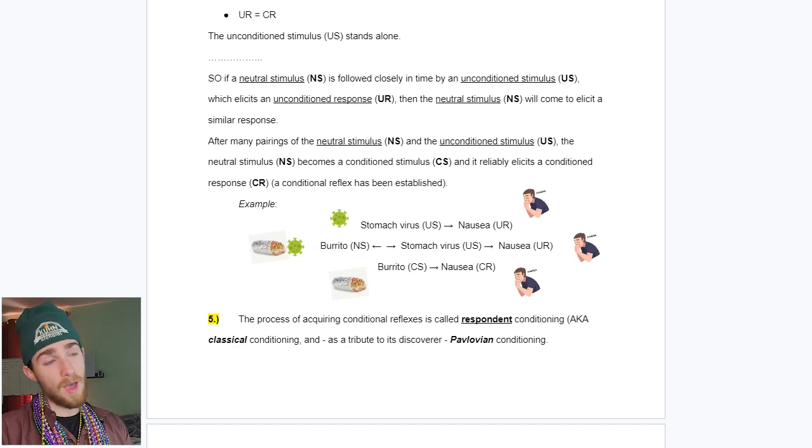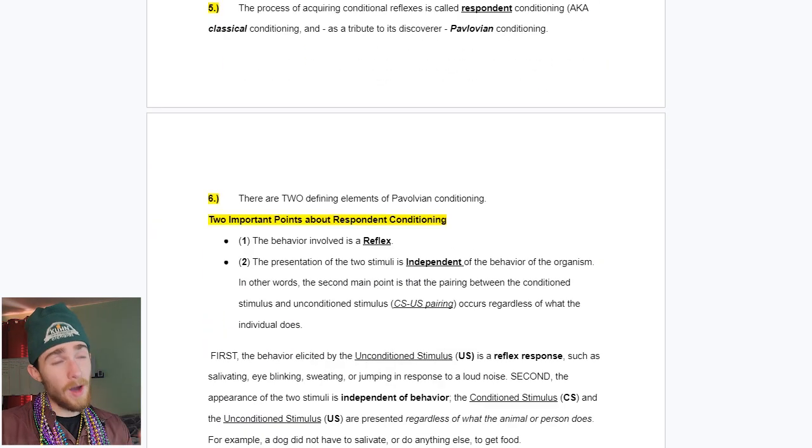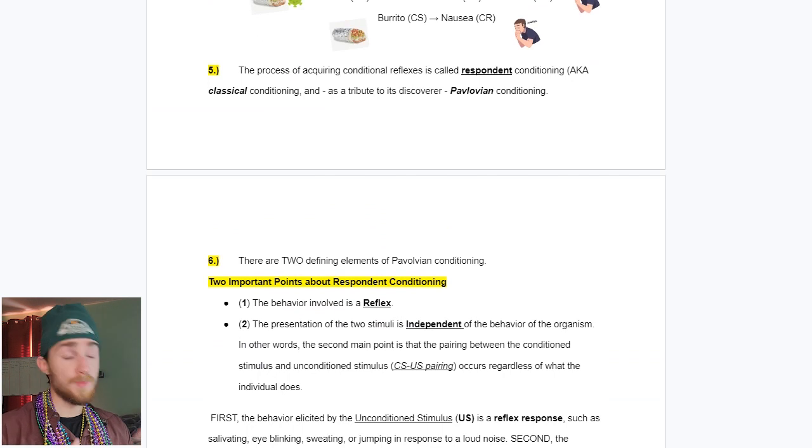Now, if you pair in close time with that stomach virus a burrito, which is a neutral stimulus, and you do this enough times, then that neutral stimulus burrito will become a conditioned stimulus, which itself elicits the conditioned response of nausea. The process of acquiring conditional reflexes is called respondent conditioning, which is also known as classical conditioning, and as a tribute to its discoverer, Pavlovian conditioning.